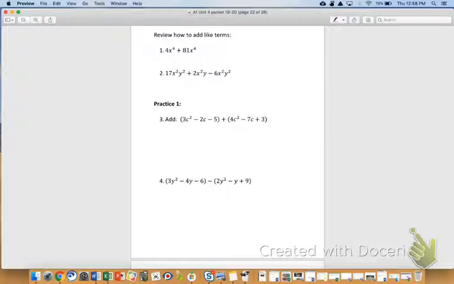So if you would, let's review how you add like terms. So you're going to want to be focused. You're going to want to be plugged in to this. So take a look at the very first example there. It says review how to add like terms.